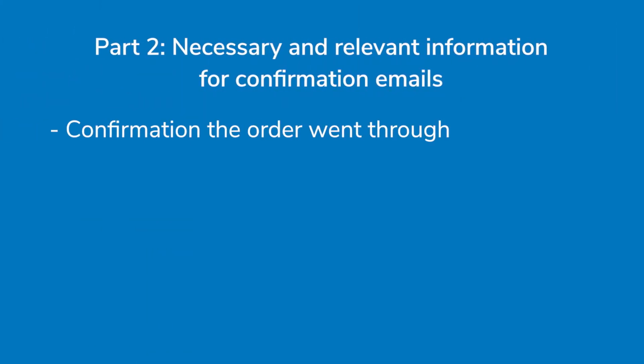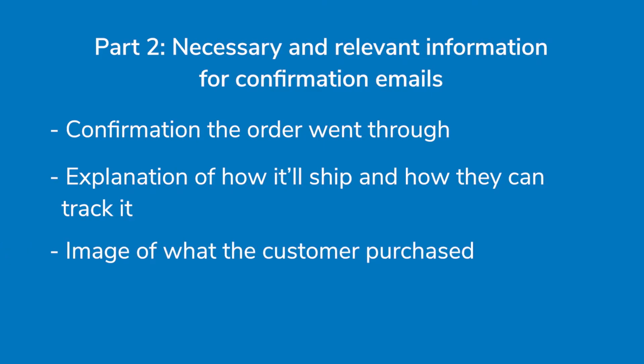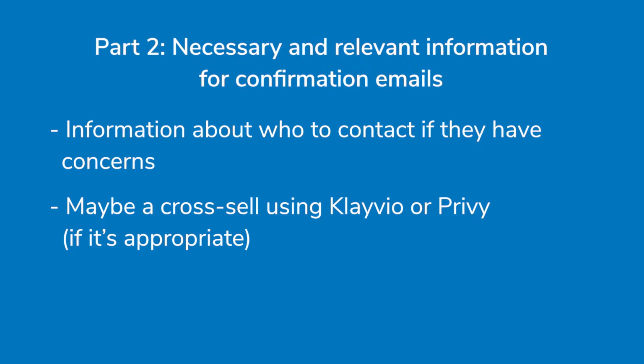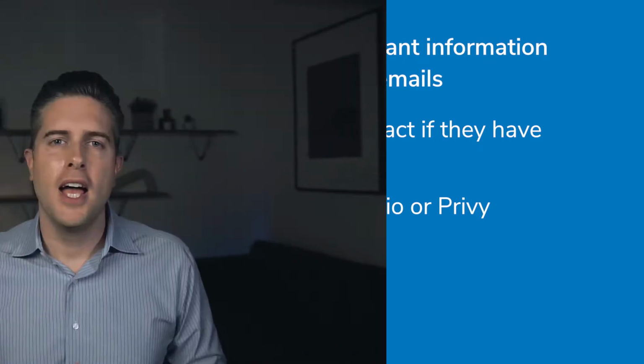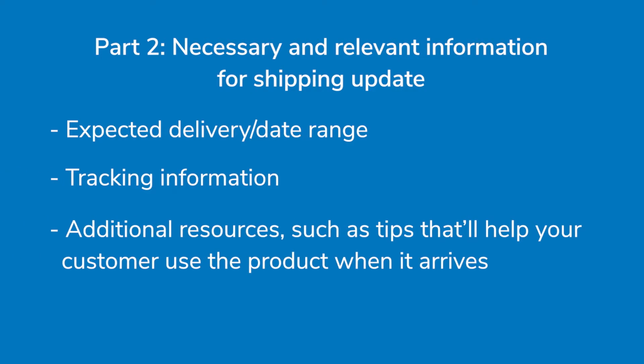If you're sending an order confirmation email, you'll want to include at least the following: a confirmation that the order went through, an explanation of how it will ship and how they can track it, an image of what the customer purchased, information about who to contact if they have problems, and maybe a cross-sell using something like Klaviyo or Privy if it's appropriate. And lastly, if it's a shipping confirmation, include these items. If you're sending a shipping update, make sure that you have expedited delivery and date ranges, tracking information, and additional resources such as tips that will help your customer use the product when it arrives.